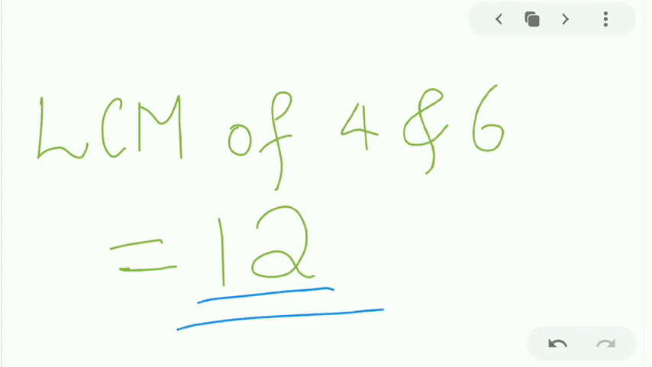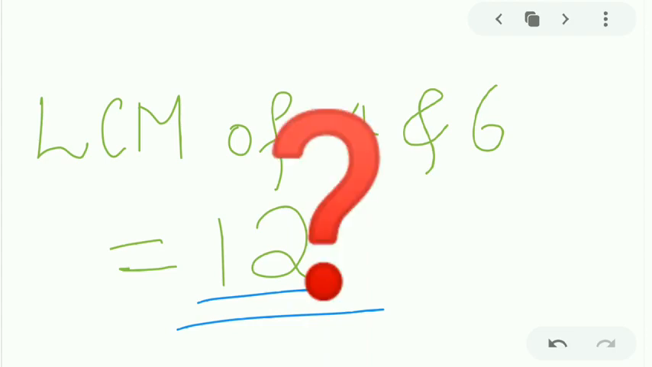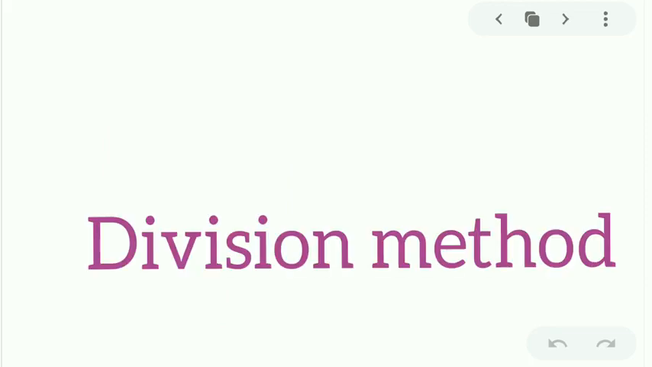But children, they need 2 or 3 minutes to list out all the multiples of these two numbers and find the answer like this, right? But we have another simple method for this. We will learn it today. Yes, it is the division method.